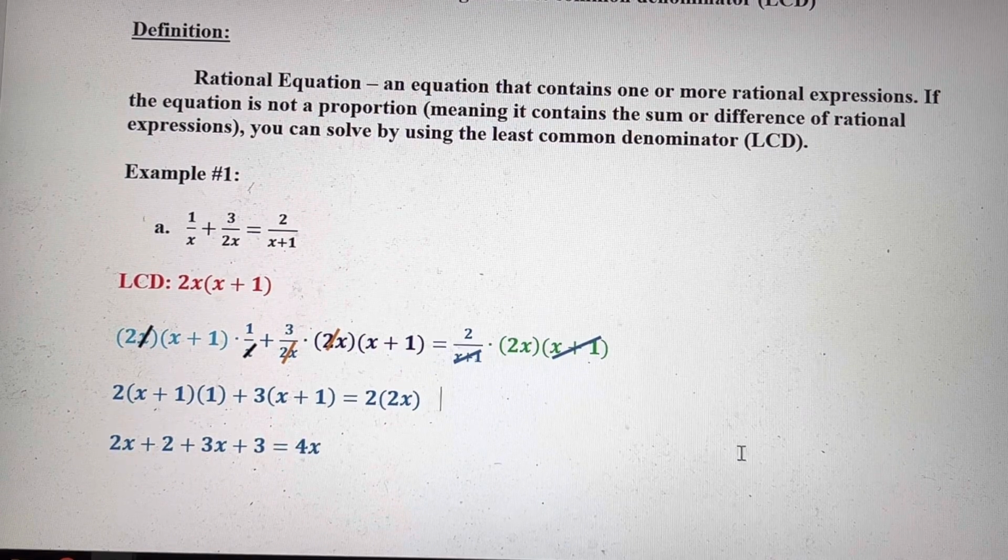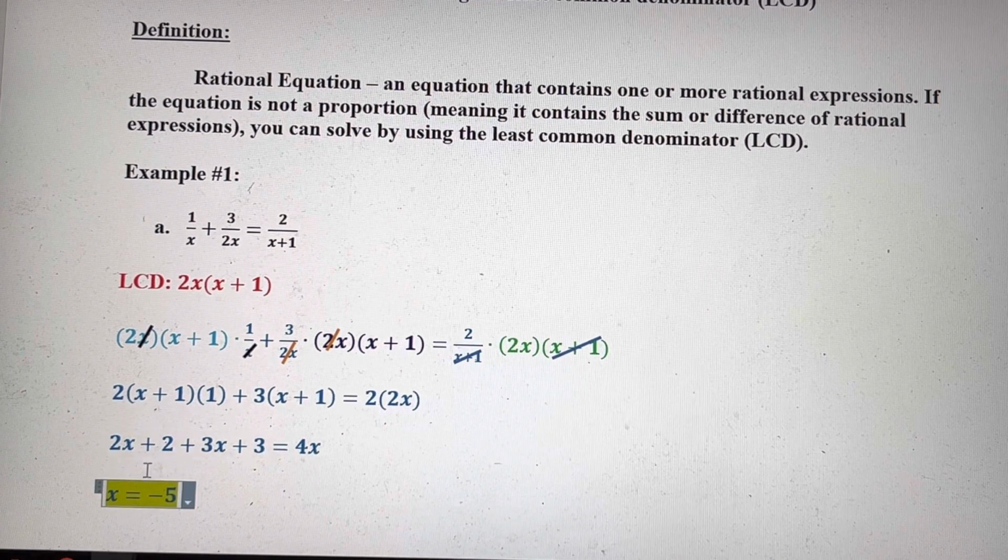I'm going to bring everything over to the left side to get x by itself. So I've got 2x and 3x is 5x, minus 4x is positive 1x. I'm going to add 2 and 3 here together and get 5. Take it over to the right side, it becomes negative. So x equals negative 5 is my solution, okay?